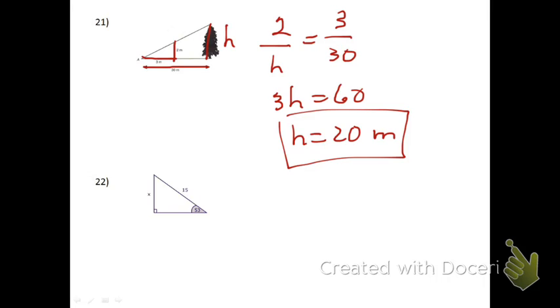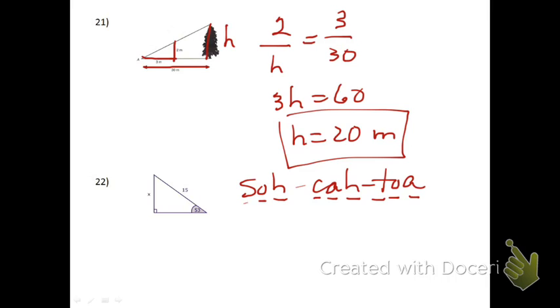Okay, the last one. Here you need to use one of your trig ratios. If you remember SOHCAHTOA, the sine ratio is the opposite over the hypotenuse, the cosine ratio is the adjacent over the hypotenuse, and the tangent ratio is the opposite over the adjacent. And this is for any right triangle.